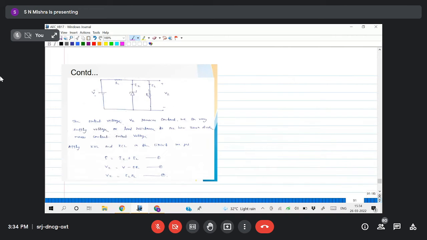So first let me show you this one. This is a circuit which is generally called a voltage regulator circuit, and try to understand what is the problem in this circuit. V R, RL.